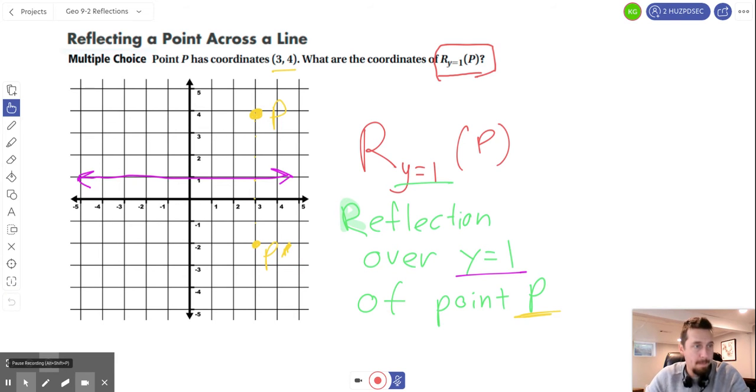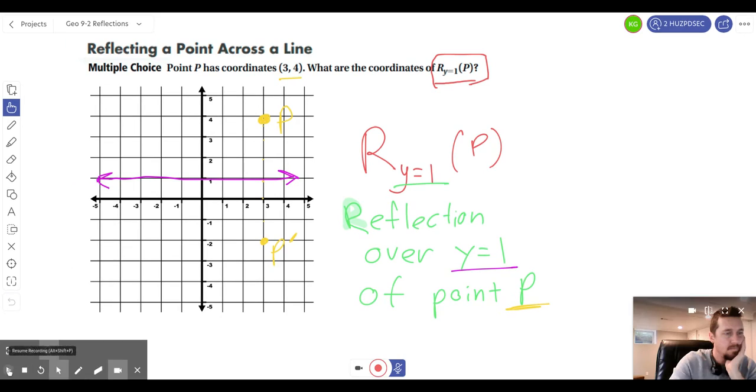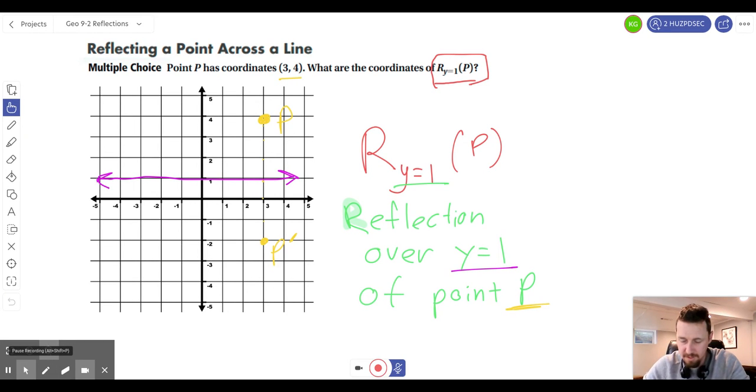P prime. The prime should be a little bit higher. P prime. That's the notation. It's kind of like an apostrophe.